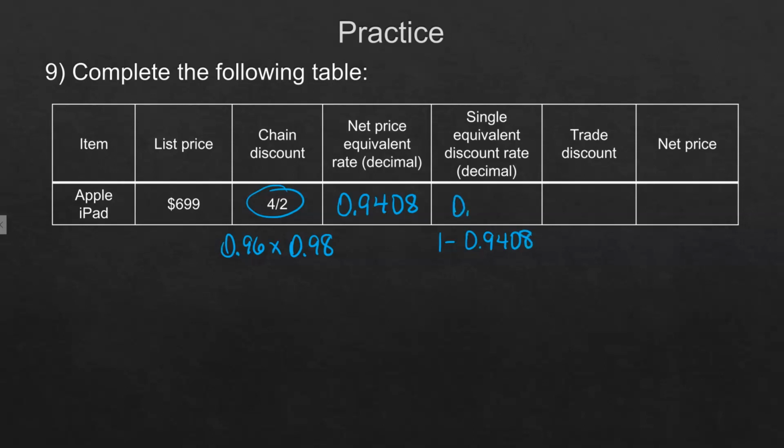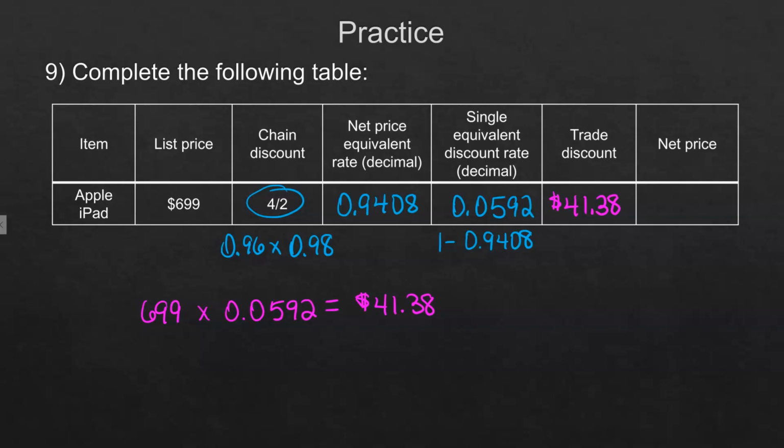To get the single equivalent, we just subtract from 1, and so that's going to be 0.0592. So that is a discount rate of 5.92%. Okay, so to find our trade discount, we're simply going to take the cost, right? The Apple iPad is $699, and our trade discount would be times the discount rate, 0.0592. So we get a discount of $41.38, right? So here, that's our discount amount.